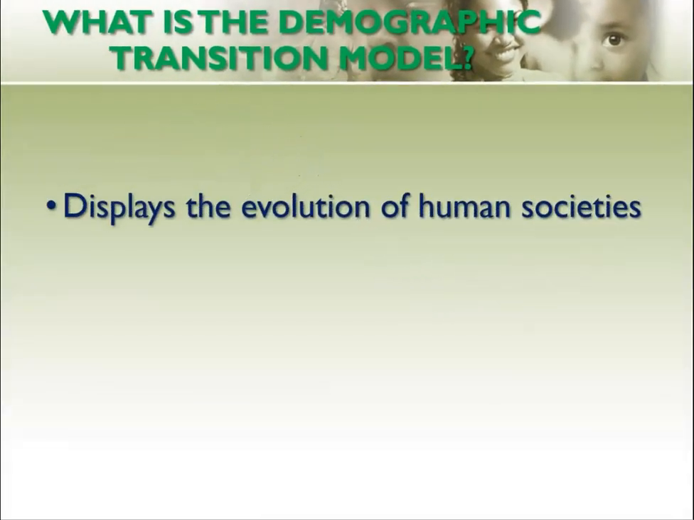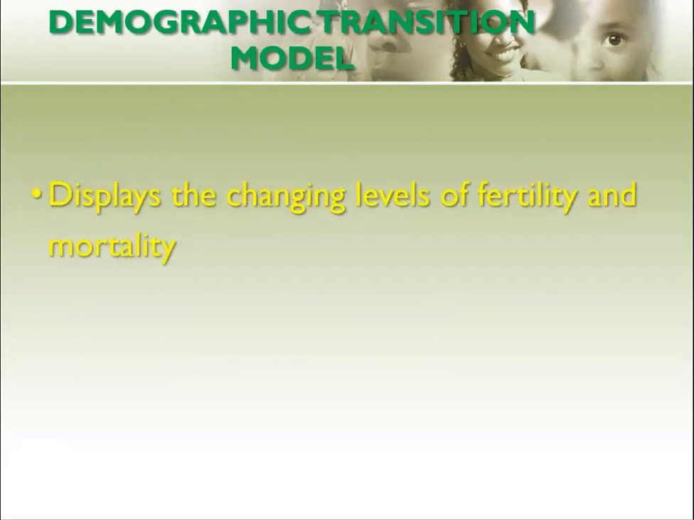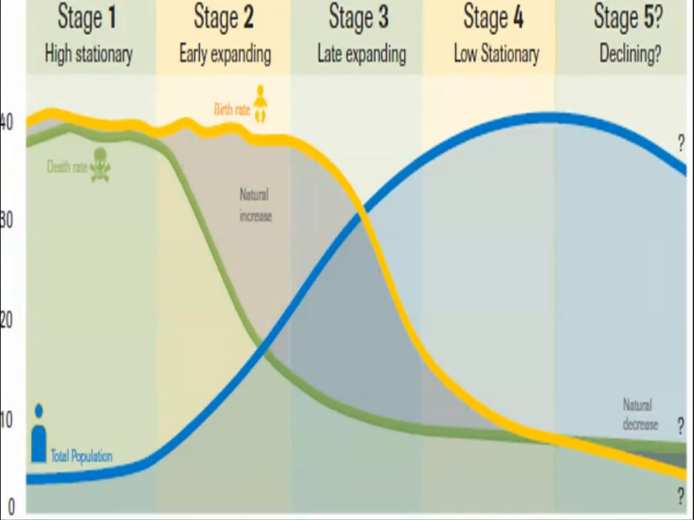What is the demographic transition? It displays the evolution of human societies. It is the transition from high birth and death rates to lower birth and death rates as a country develops. Demographic transitions display the changing levels of fertility and mortality. There is a relationship between population growth and economic development, and there are 5 stages.